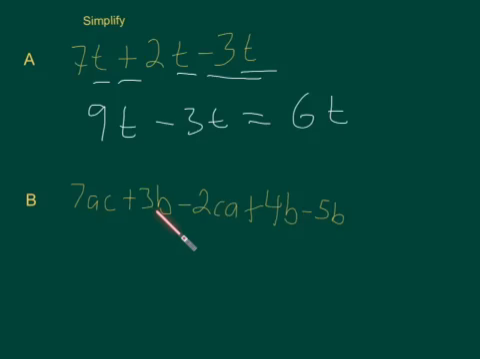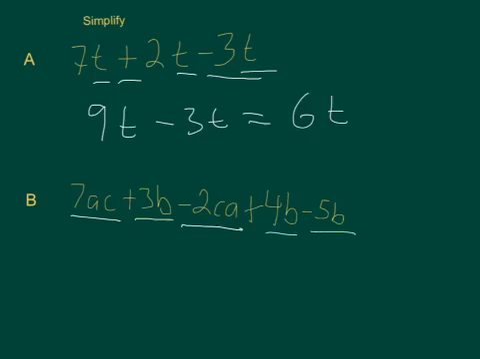Alright, let's look at the next one. 7ac plus 3b minus 2ca plus 4b minus 5b. Are there different terms in this one? Yes, let's underline the same one. So we've got ac, 3b, no, it's not the same. Negative 2ac, now I know it says ca, but you can also read that as ac, it's just a bit back to front. And then we've got 4b, 5b, okay, so let's underline the next one in a different colour. b, b, negative b, done.